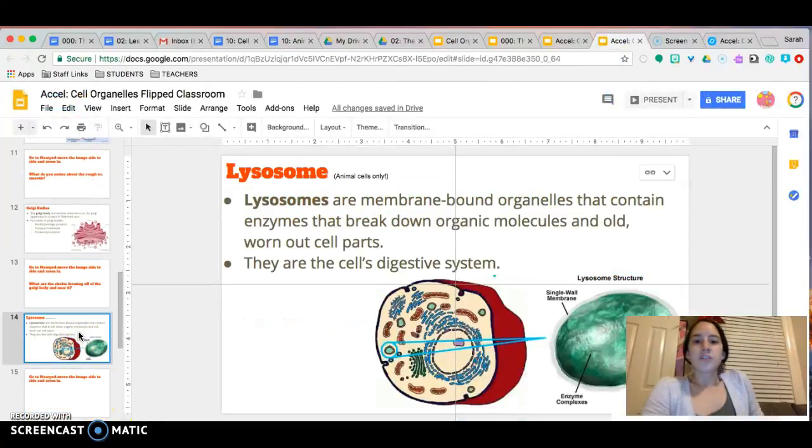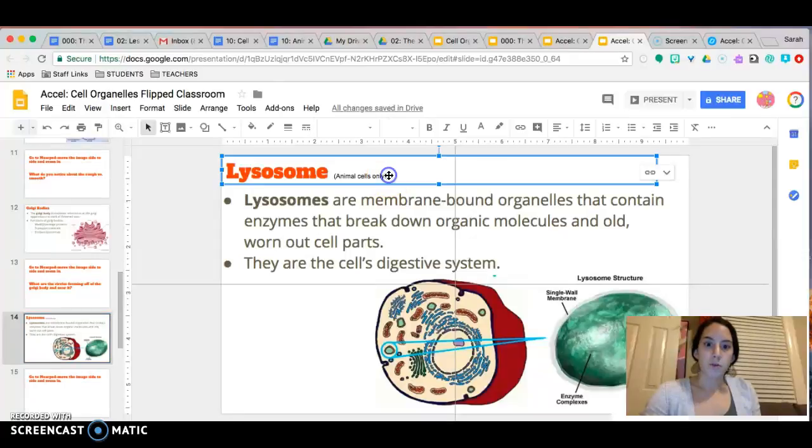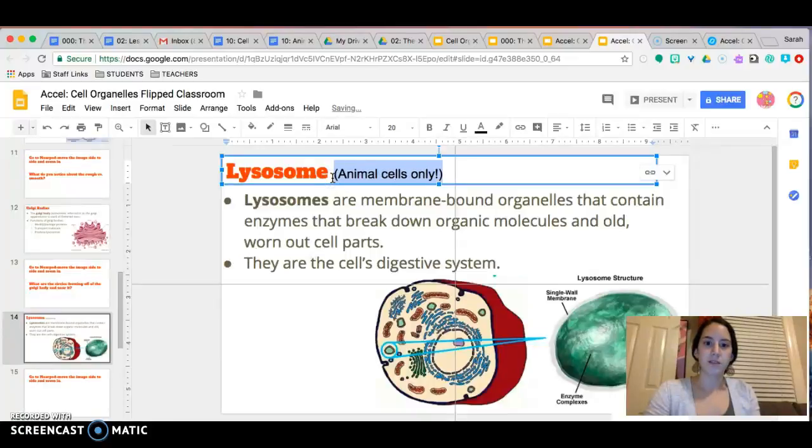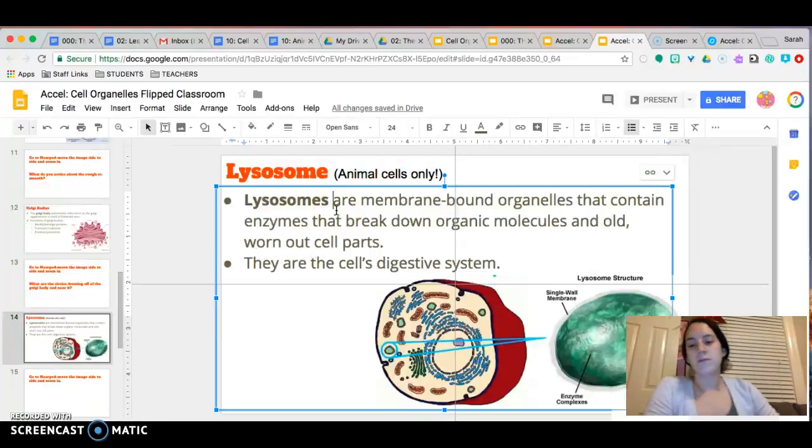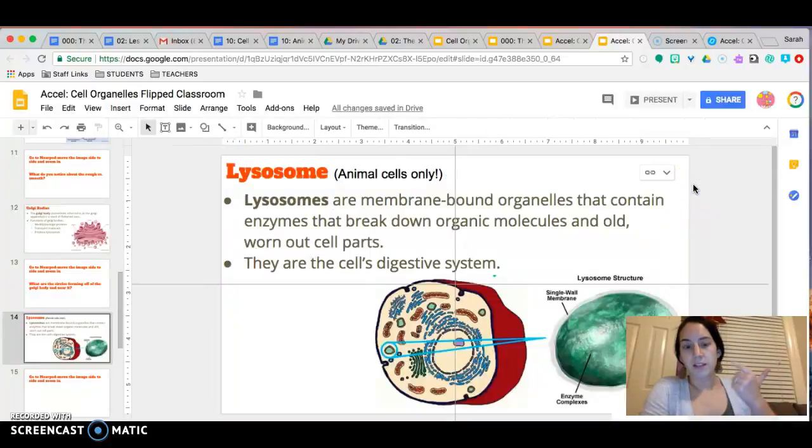Okay, so lysosomes. These are only found in animal cells. Please know that. So far we have seen centrioles and lysosomes, which are only found in animal cells. Lysosomes contain enzymes that break down organic molecules in old worn out cell parts. They're considered the cell's digestive system.